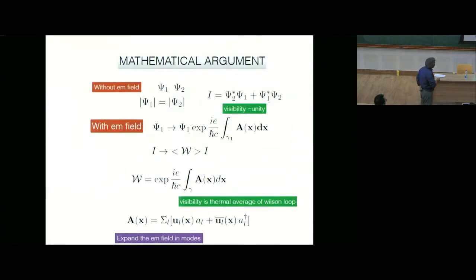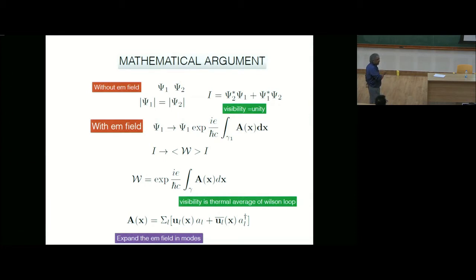So the visibility goes, the interference term goes from I to the expectation value of this Wilson loop in a thermal gravitational field. And that's what we have to work out. Now that's very easy to work out. And you can work it out with exactly the same arguments, whether you're talking about the two-slit experiment in a thermal bath or the two-slit experiment in an accelerated frame. All that changes is that the modes are slightly different.